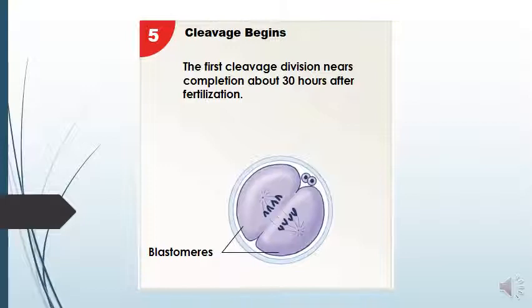And now the first cleavage division is near completion, and this is about 30 hours after fertilization. And you form 2 blastomeres. The blastomeres are the cells that are produced after the cleavage of the zygote.